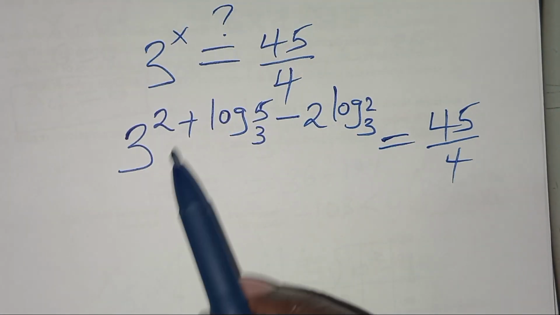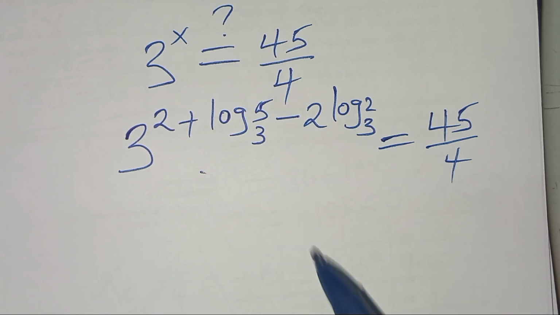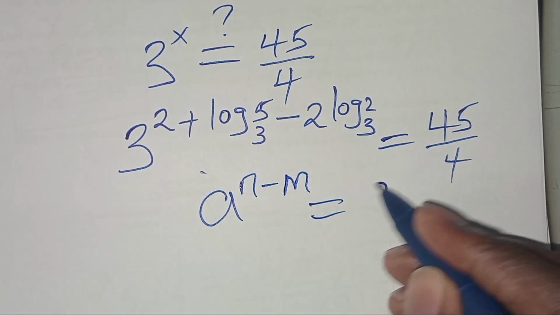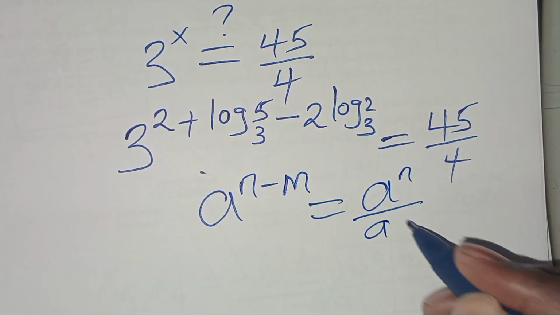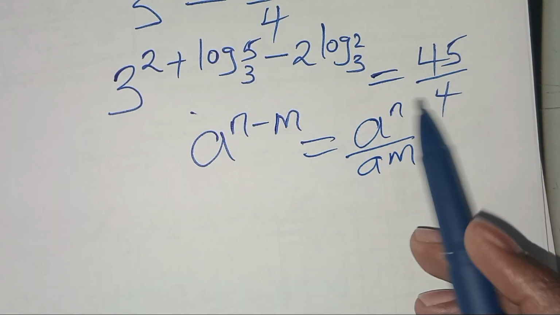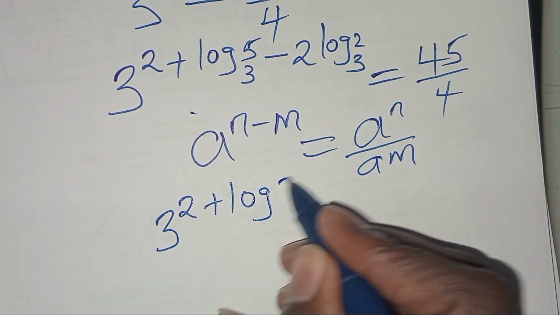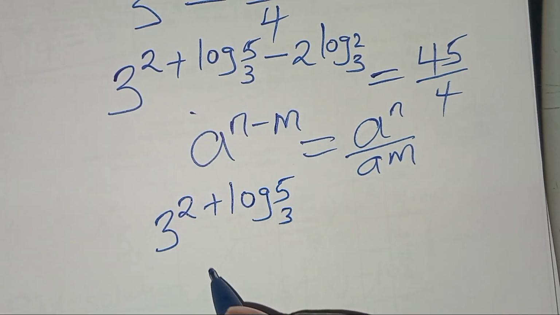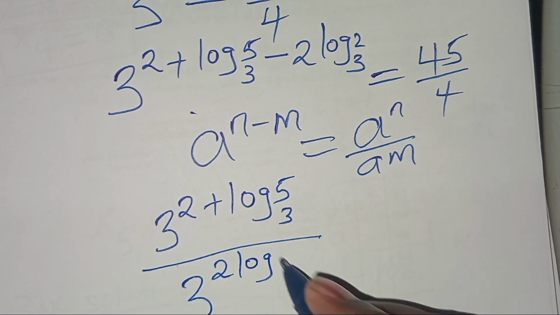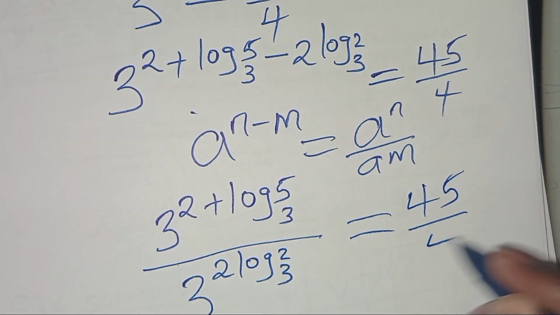Now as you can see, 3 to the power 2 plus log 5 to base 3 subtract 2 log 2 to base 3 is in the form of a to the power n subtract m, which we can transform as a to the power n divided by a to the power m. So applying this exponent identity, we'll have 3 to the power 2 plus log 5 to base 3, divided by 3 to the power 2 log 2 to base 3. This should give us a value of 45 divided by 4.